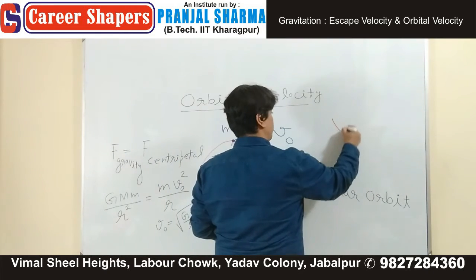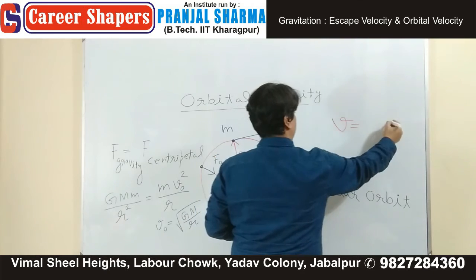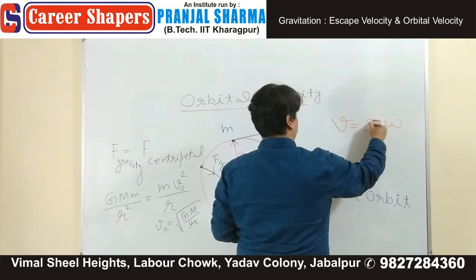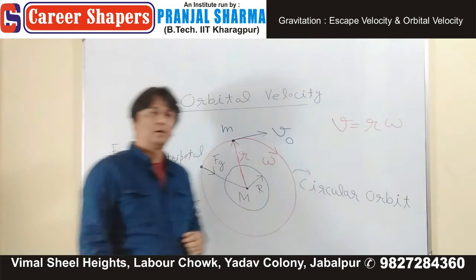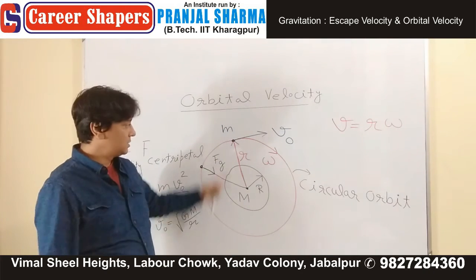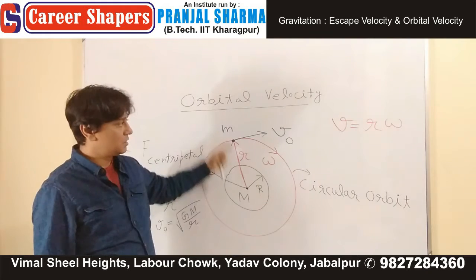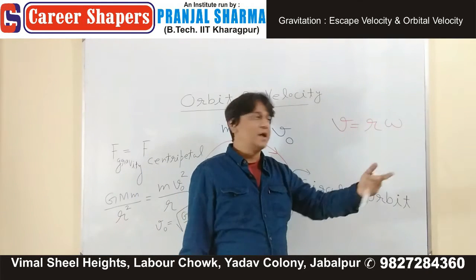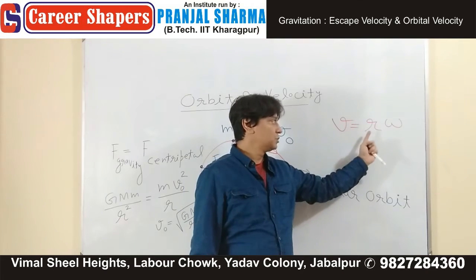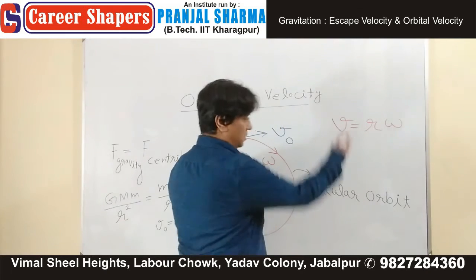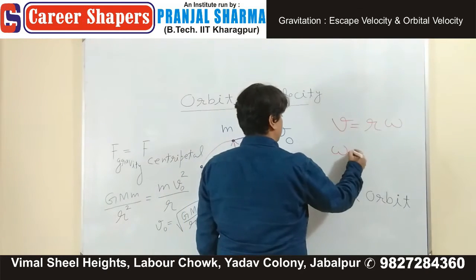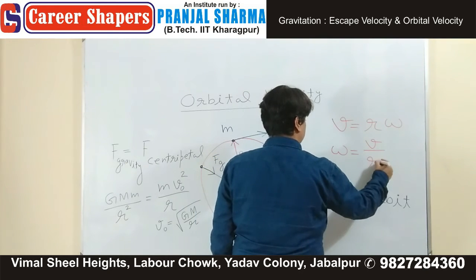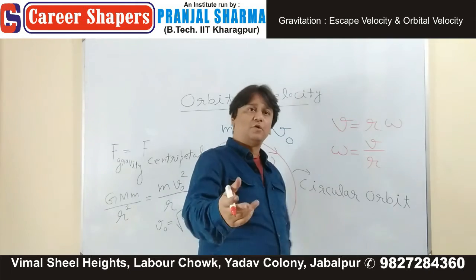What is the relation between V and omega in circular motion? V equals r omega. Remember, don't use capital R. This radius is small r. So I'm asking you, what is omega? And everybody has to use this. V equals r omega. What's the value of omega? V divided by r. What's the value of V?